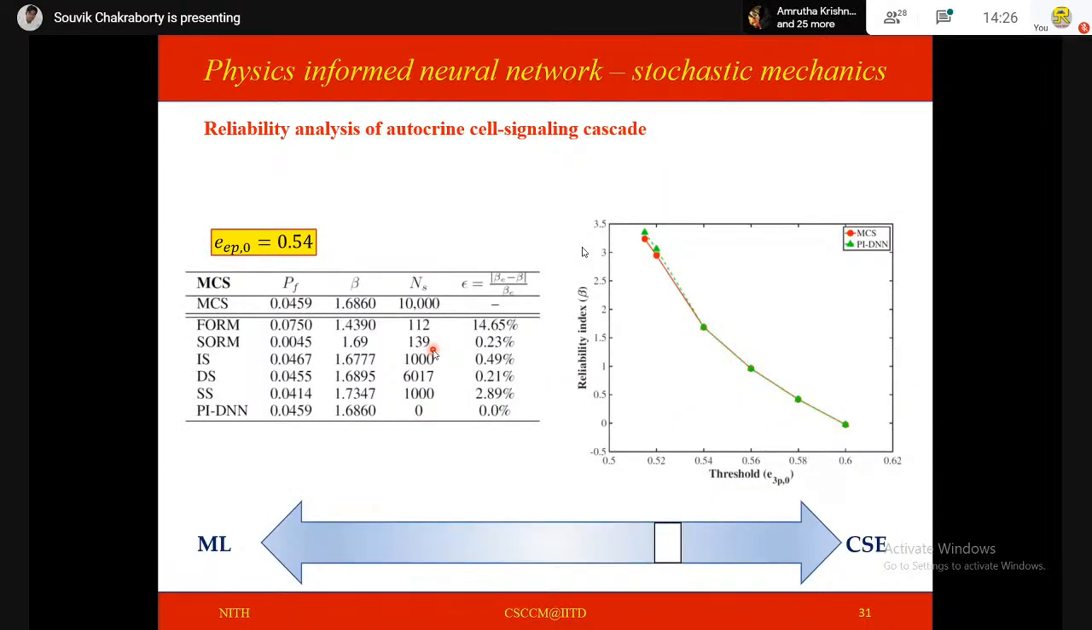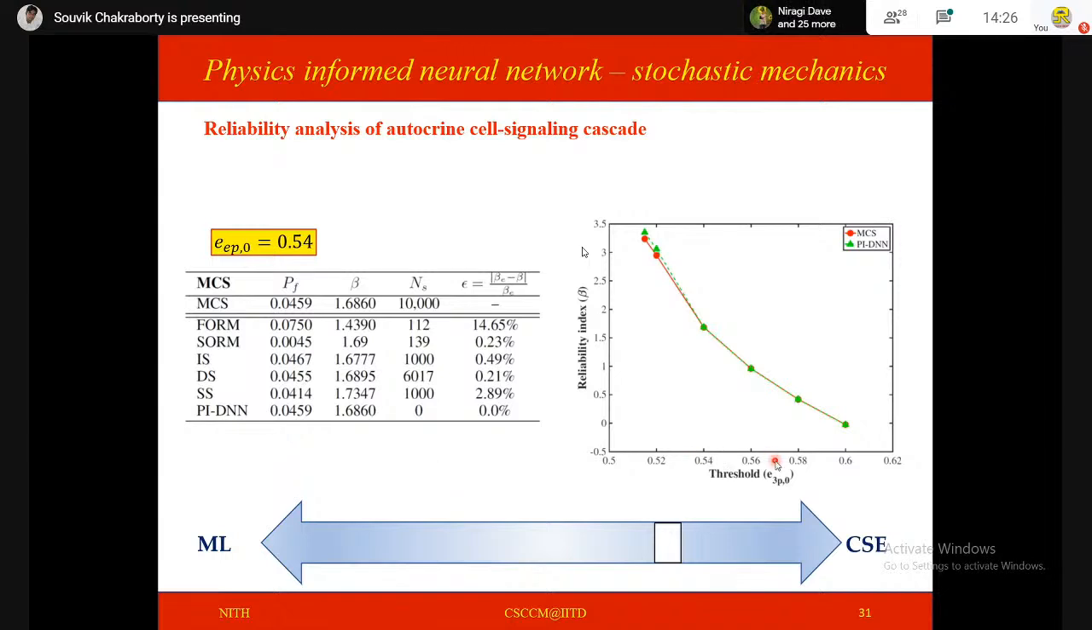Again, taken from the same paper. So here are the results. So you see the MCS result is again matching exactly with the physics informed result, that is our method, while other methods are a little bit off, not significantly, but a little bit off. But more importantly, this kind of accuracy is obtained with no simulation. So you don't perform any simulation. You don't solve the differential equation even once using finite element or a time integration scheme in this case.